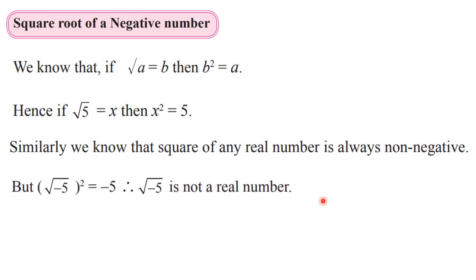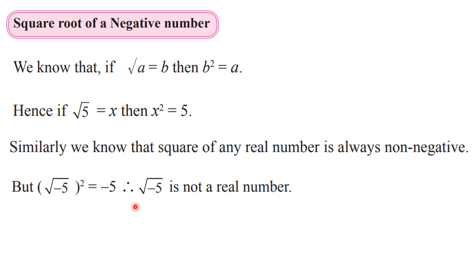So if we take a number like square root of -5, and if we try to square it, then the square will get cancelled with this root, because here also the order is 2 and here also the index is 2, and the answer will be -5. But what we are saying again and again is that a square is never negative. So here we got a negative answer and therefore we can say that the square root of -5 is not a real number.